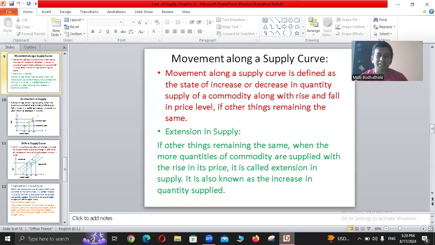If other things remain the same, the higher the price of goods, in such a case the producer or seller wants to sell a large number of units, or the maximum level of production. So it is called extension in supply. In case of higher price, the producer wants to sell a larger quantity, so it is known as extension in supply.